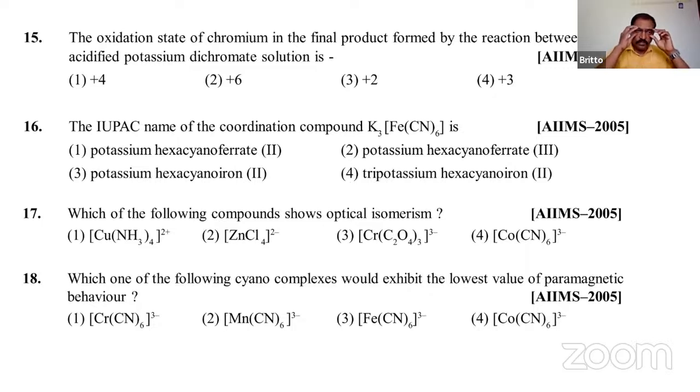Okay, and then look at question number 17. Which of the following compounds shows optical isomerism?